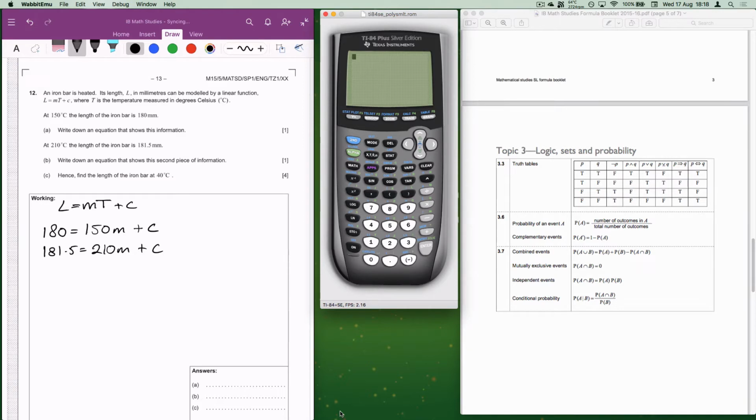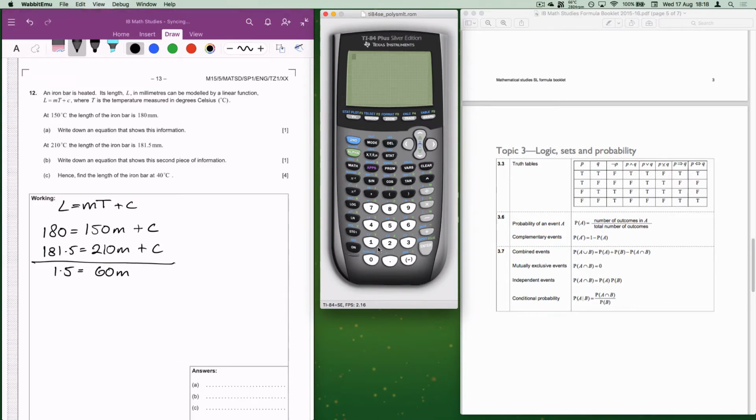Now, we can just use simultaneous equations to solve this. This is a very simple simultaneous equation to solve because we have c's both have the coefficient of 1. So all we need to do is subtract these. I'm going to subtract up, because then I end up with a nice positive result. So 181.5 minus 180 is 1.5. 210 minus 150 is 60. And c minus c is 0. So we're left with 1.5 equals 60m.